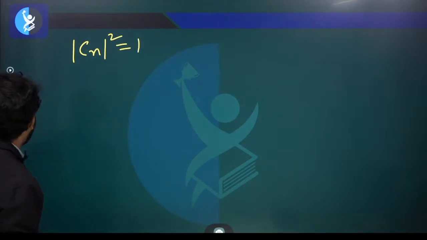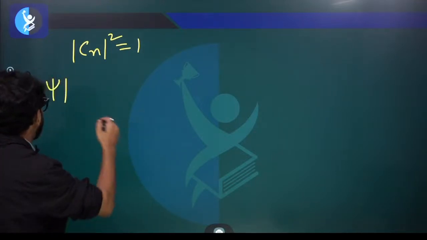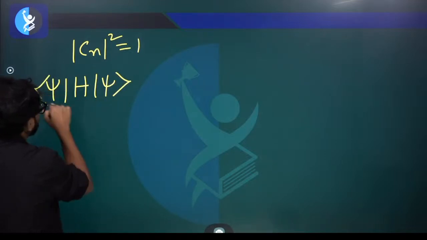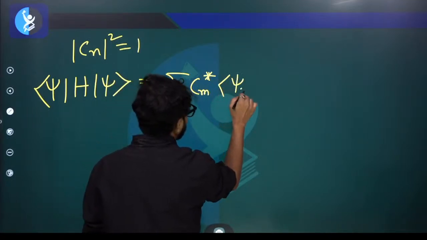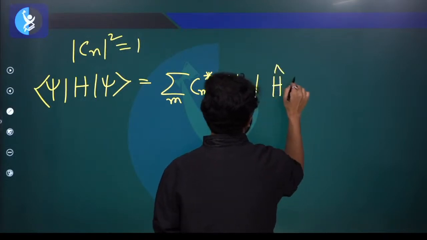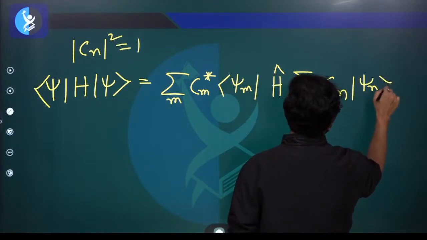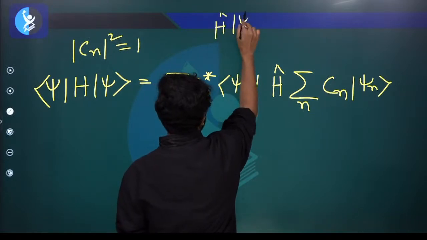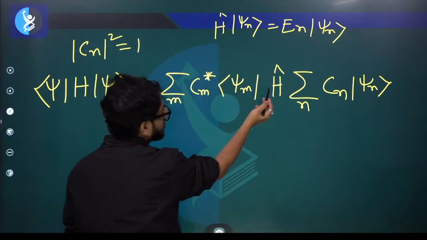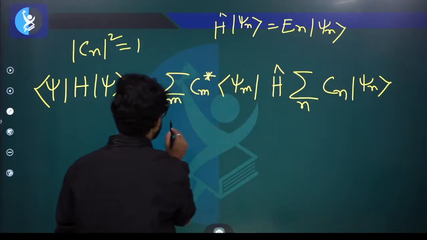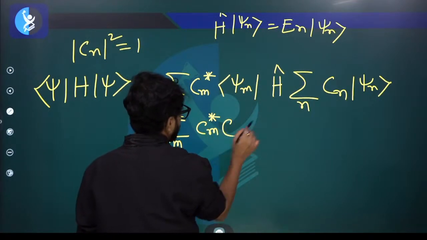Okay, well, how would I find out the expectation value of the Hamiltonian? How will the system calculate the expectation value of the Hamiltonian for the state psi? See, sum over m cm star bra psi m, then h cap, sum over n cn h psi n. Now I know that h cap operating on psi n always gives me en psi n. I know this. And that's why over here h cap operating upon psi n will give me en psi n. I can take en outside. It will be like this. Sum over m cm star cn.